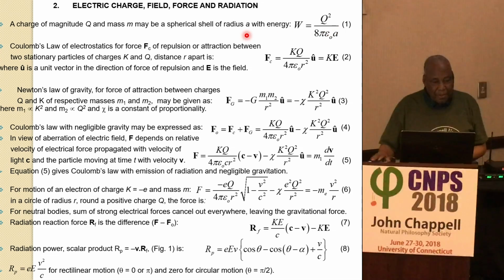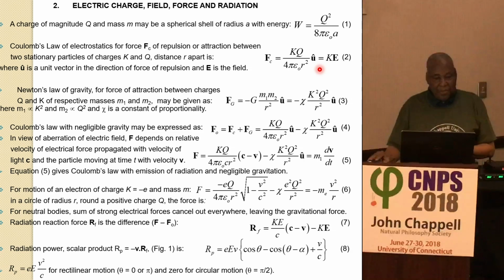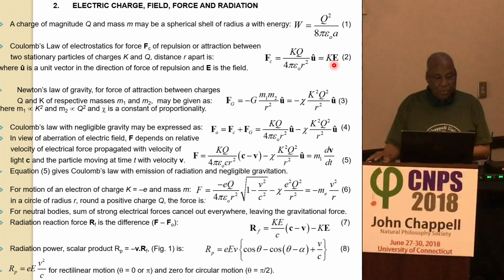Now, Coulomb's law of electrostatic force of repulsion between two stationary particles of charge K and Q, distance r apart, is given by equation 2. This again is a well-known equation in physics. Coulomb's law for two stationary charges, where the electric field is defined in equation 2.